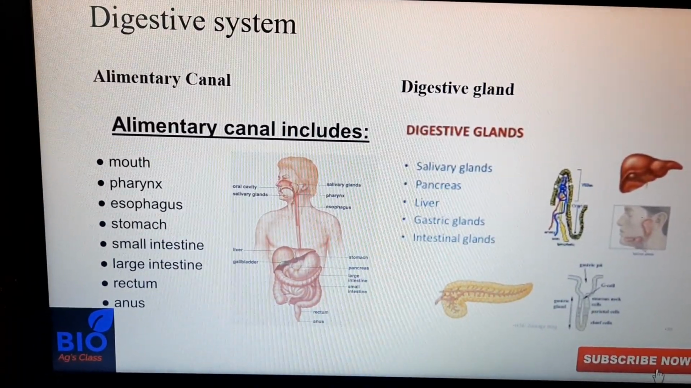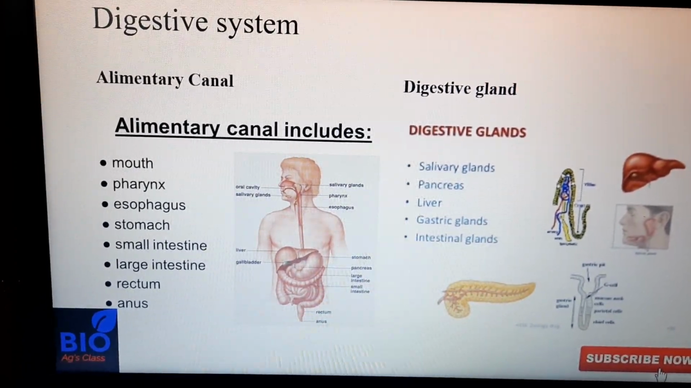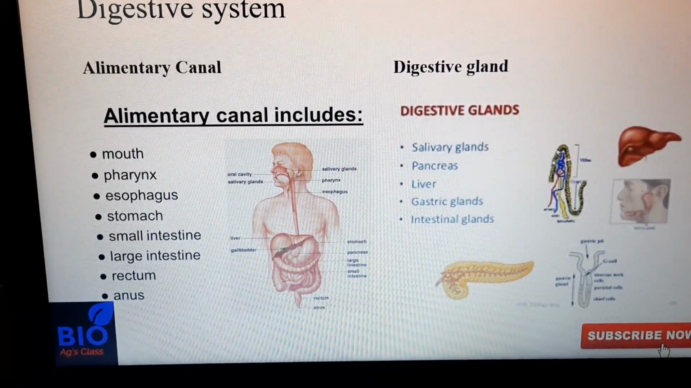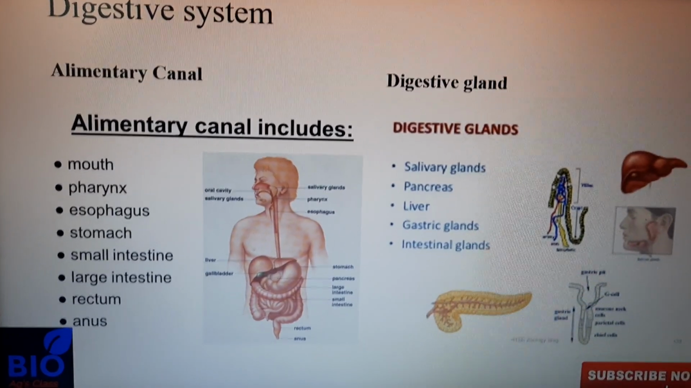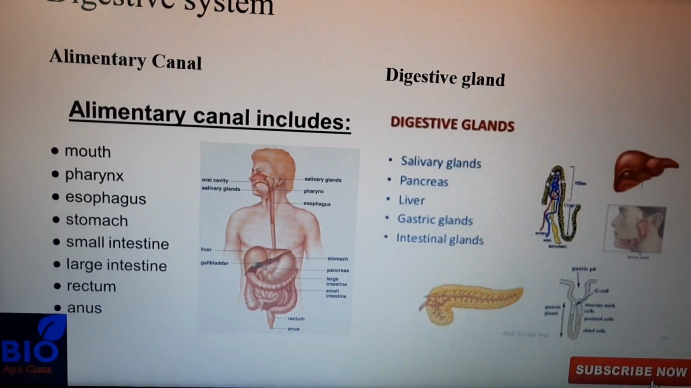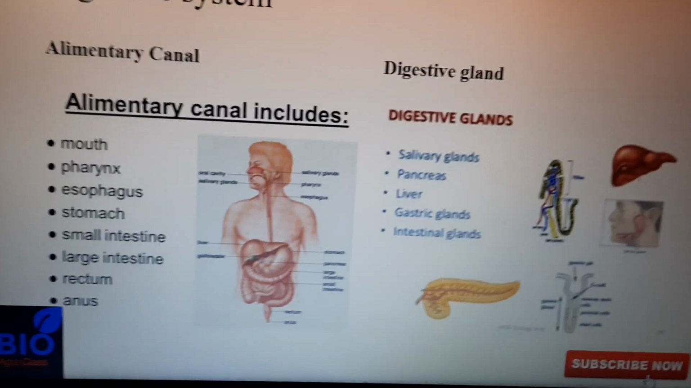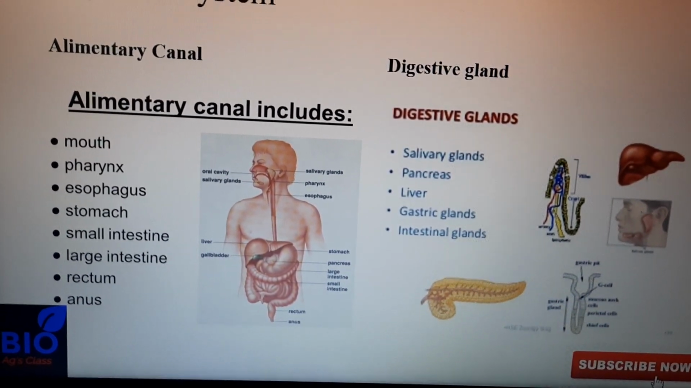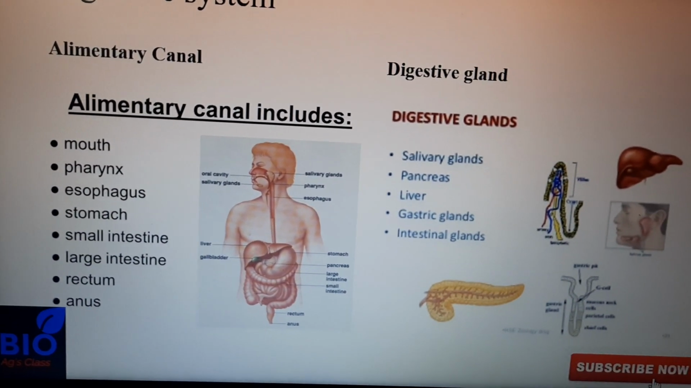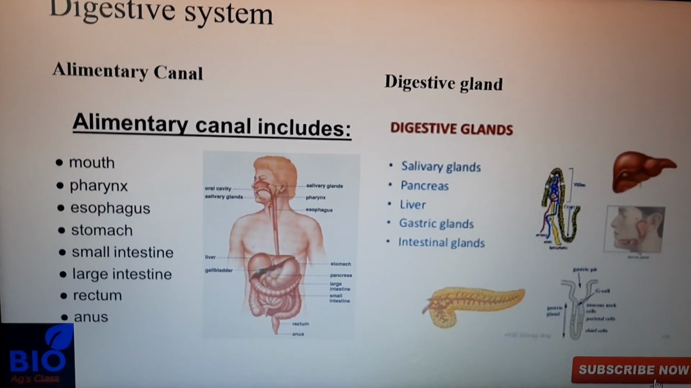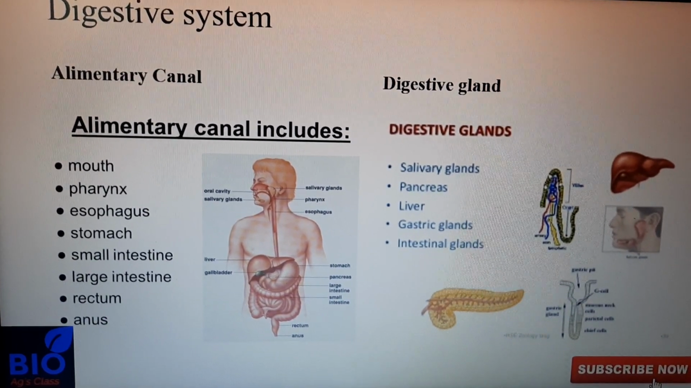The large intestine also has three parts: cecum, colon, and rectum. Here in the cecum, a small finger-like shape connected with the cecum is called the appendix. You all know about it. After that, there are the colon and rectum.